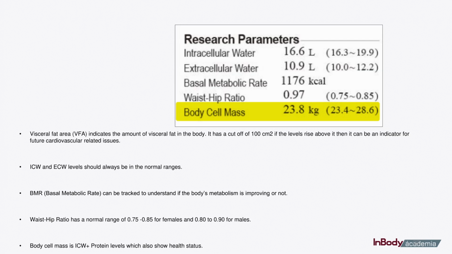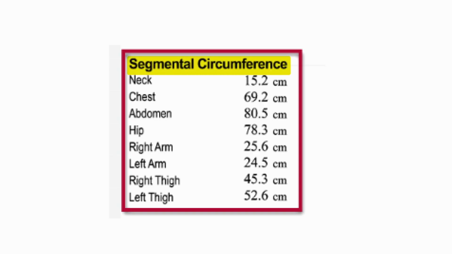One more parameter which we have is the body cell mass. It is a combination of intracellular water and protein. So somebody who has a better body cell mass normally has good cellular health. Through the InBody 380, one more thing which you can assess is the segmental circumference. The circumference of neck, chest, abdomen, right arm, right thigh, left thigh, everything can be assessed with just one analysis.